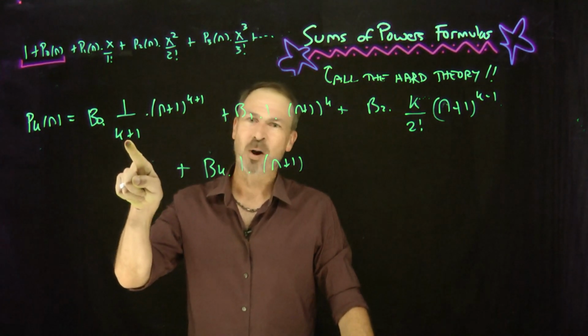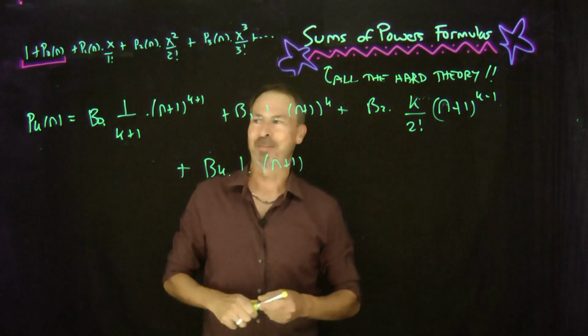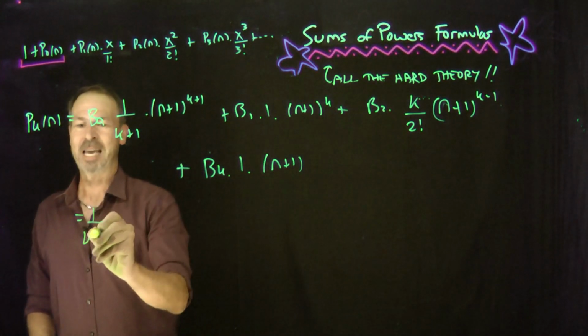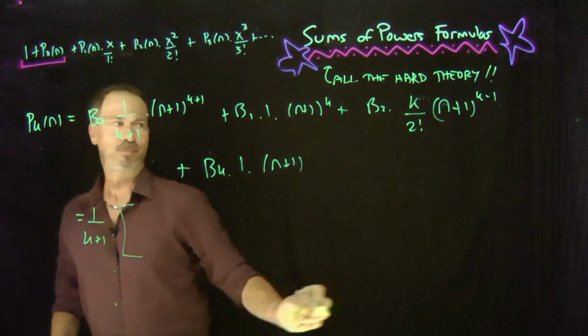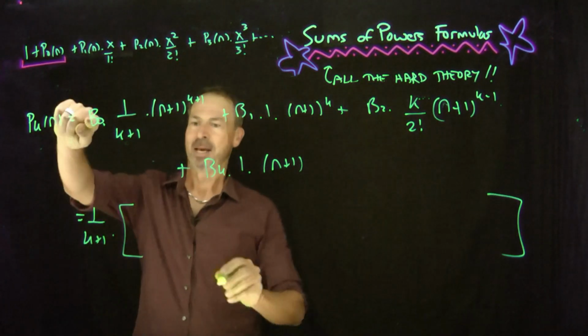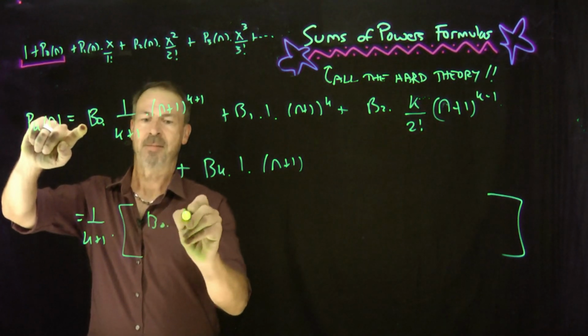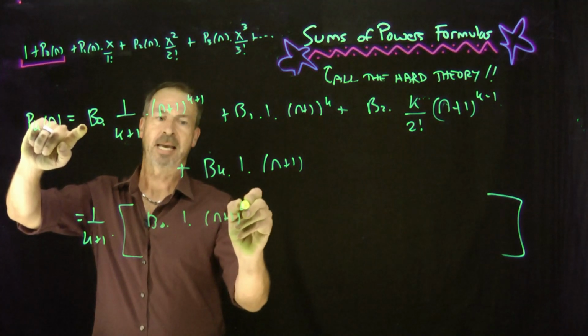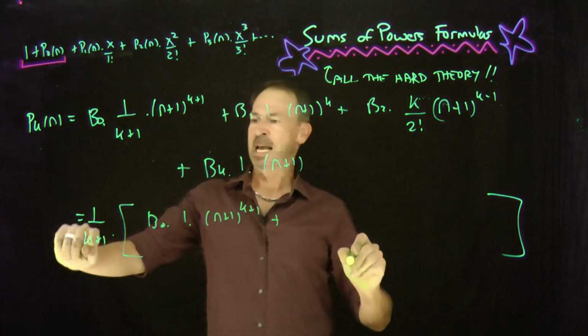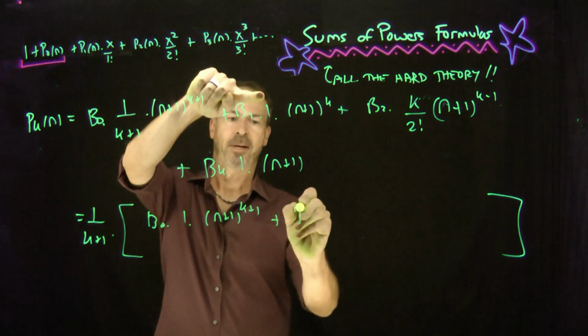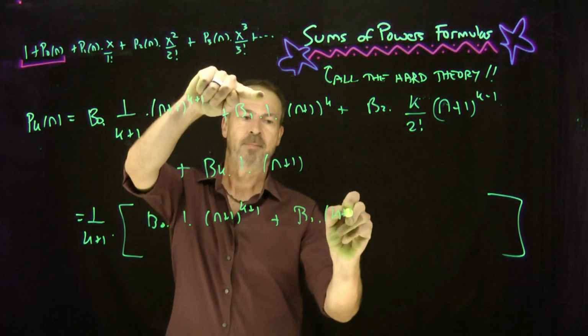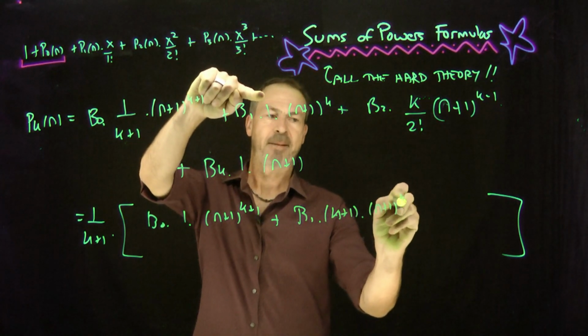That 1 over k plus 1 is annoying. Let's pull out a factor of 1 over k plus 1. This equals 1 over k plus 1. All right, here goes. Pull it out. Now it's going to get really messy. b0 times 1 times n plus 1 to the k plus 1. Plus, take a k plus 1 on the bottom, means I'm going to leave a k plus 1 on the top. b1, k plus 1, n plus 1 to the k.